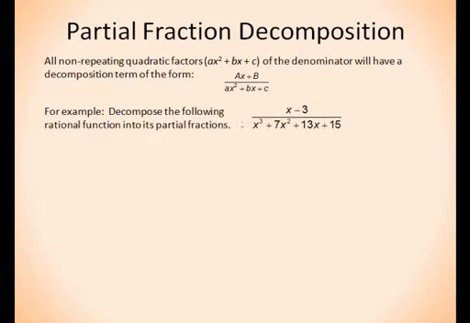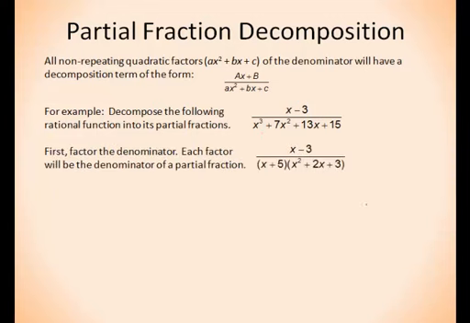If I have this rational function that I want to decompose, first thing I need to do is factor the denominator. And this one happens to factor this way. I have a linear factor, a non-repeated linear factor of x plus 5, and a non-repeated irreducible quadratic factor of x squared plus 2x plus 3. So I can write my original rational function as these two decomposition terms added together.